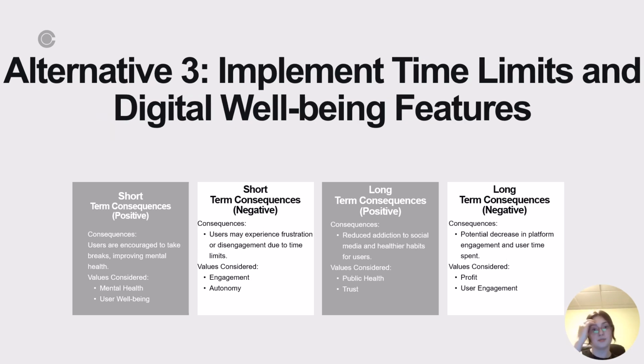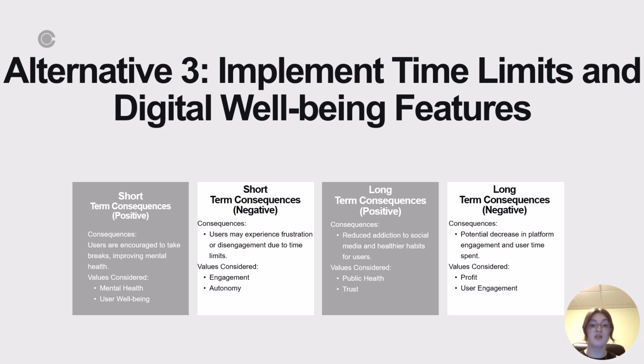Alternative 3 is implementing time limits and digital well-being features. So the short-term positive of this is that users are encouraged to take breaks, which improves their mental health. However, a negative of this is that users may experience frustration or disengagement due to time limits. Again, it affects their engagement and autonomy, as they're being told how long they can be on an app, not exactly being allowed to choose themselves.